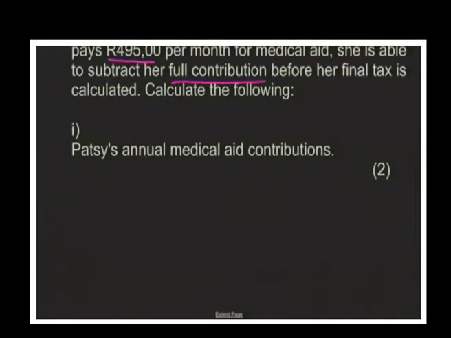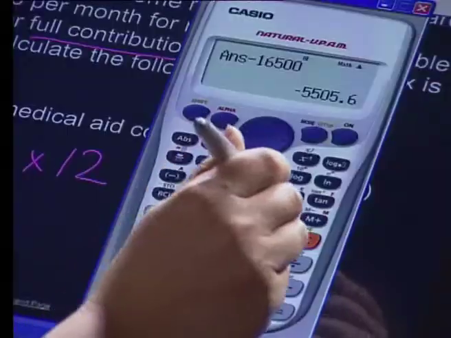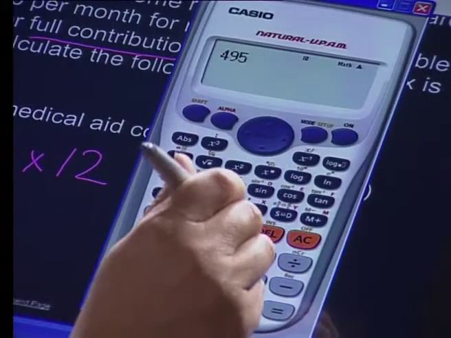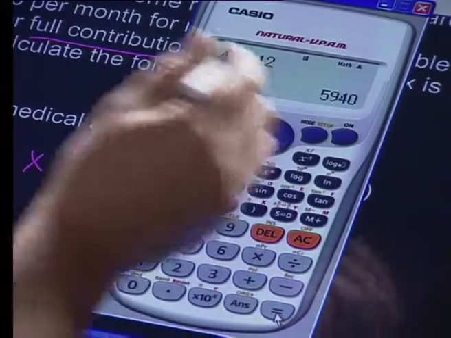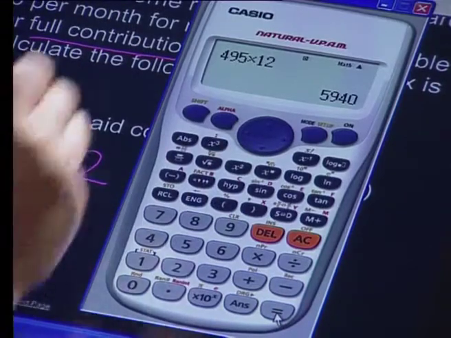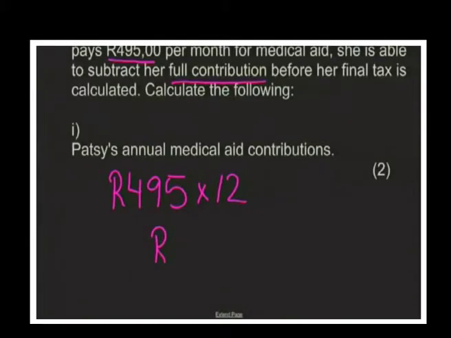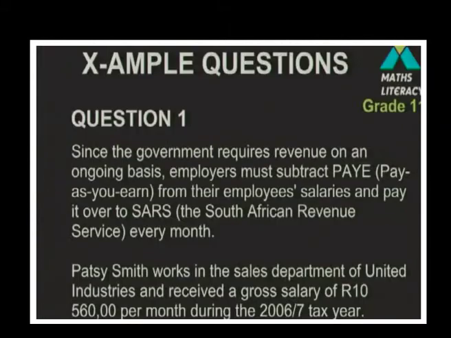Annual medical aid contributions is 495 Rand, and she pays that for 12 months. Remember, she does not pay medical aid on her 13th cheque, on her bonus. So it is just 12 months, and that's a simple calculation. 495 times 12, and we get 5,940. So that is her annual medical aid contribution.